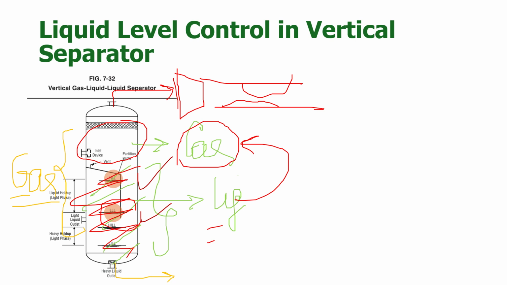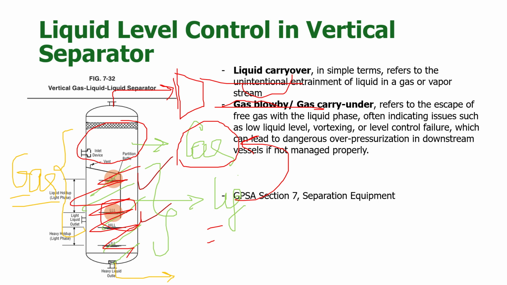You should be very careful with your control system in the separator. So I have added these two simple terms: liquid carryover, gas blow-by, and gas carry under. Some reference books actually mention it as gas carry under. If you don't find the related content, you can search with this name. I have taken these two control systems, let's see how they look from the GPSA book, from the section 7, separation equipment section.